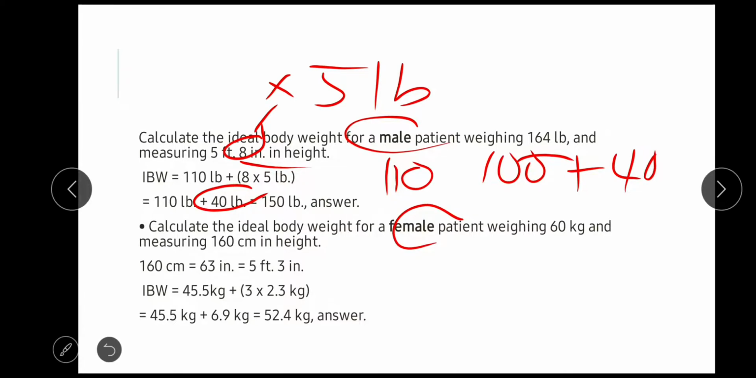Next natin, calculate the ideal body weight for a female patient weighing 60 kg. So, kilogram yung given natin, 160 cm in height. So, i-convert pa natin siya. 160 cm is equal to 63 inches, which is 5 feet and 3 inches. So, labis tayo ng 3 inches. Pag feet, 45.5 pag female. I-add natin plus 3 times 2.3 kg. 2.3 kg yung bawat excess ng 5 feet. So, the answer would be 52.4 kg.